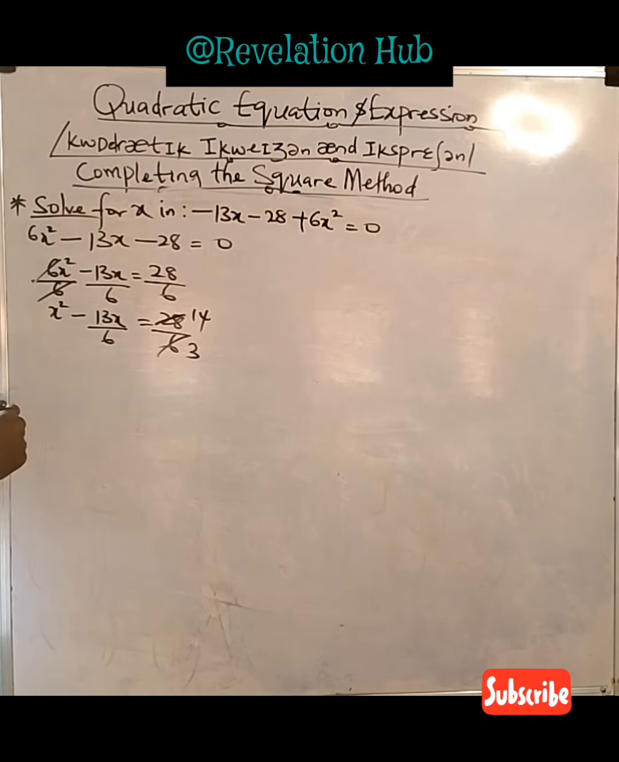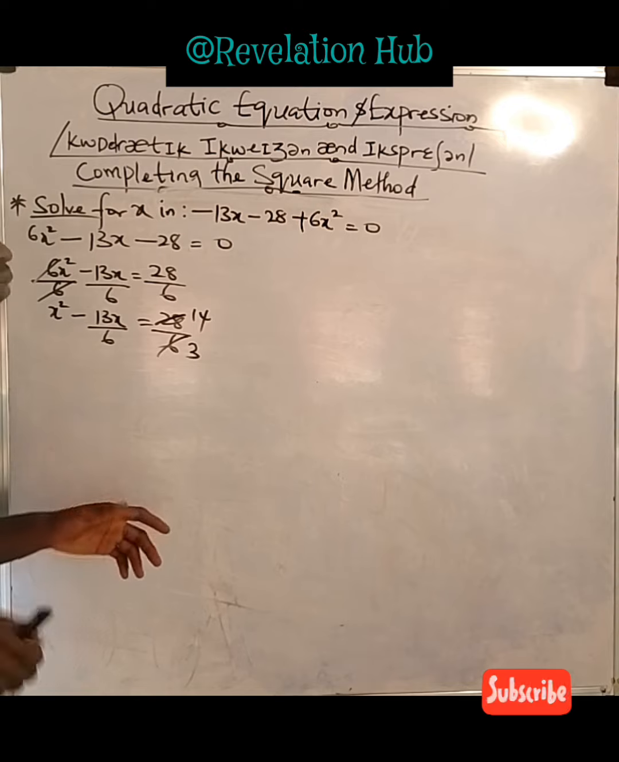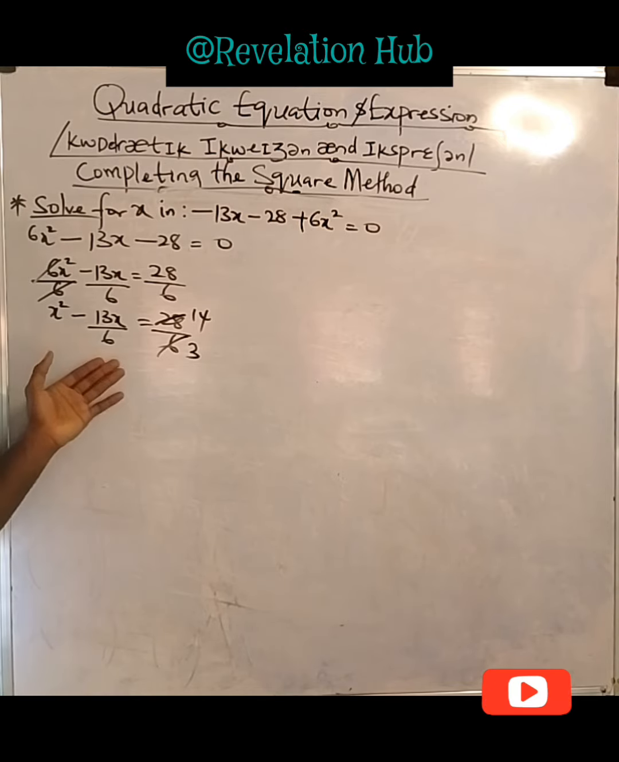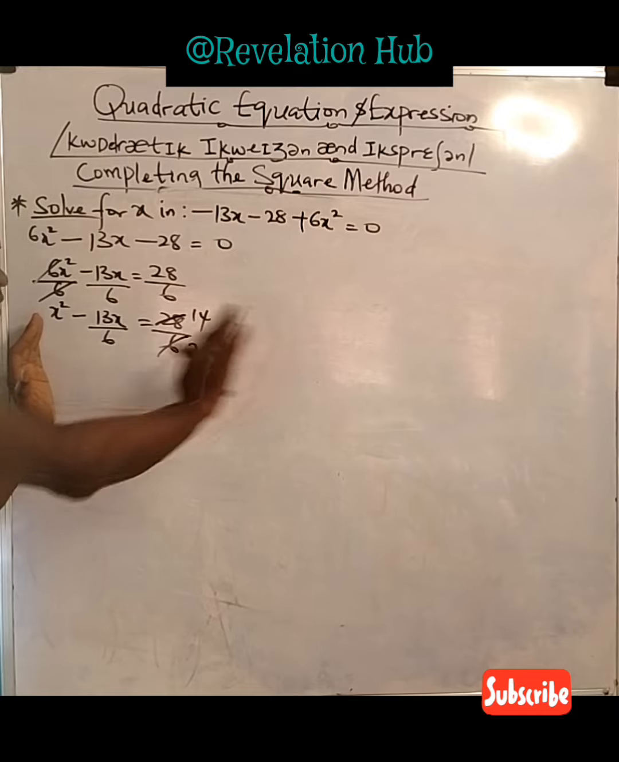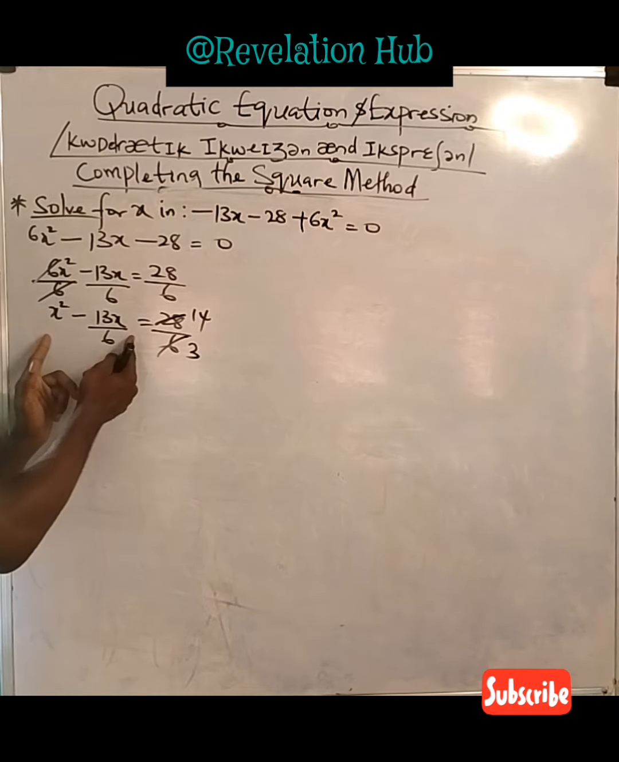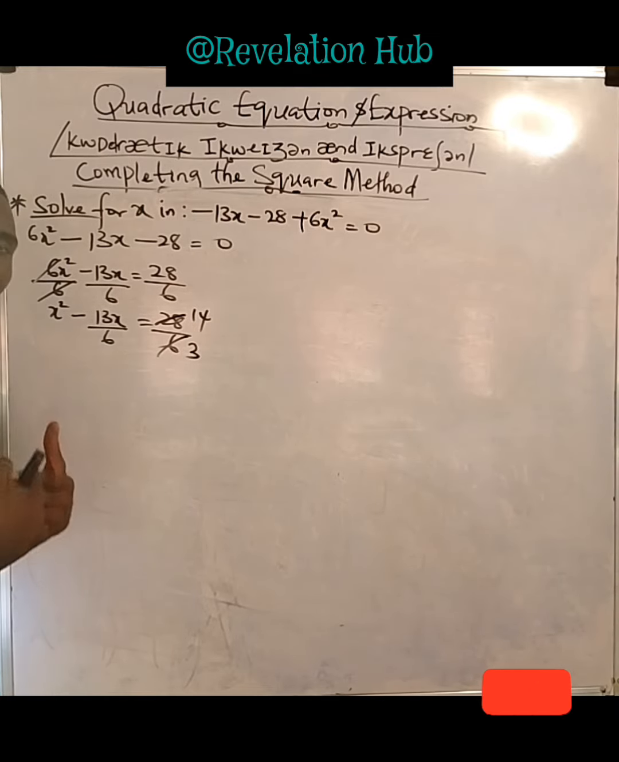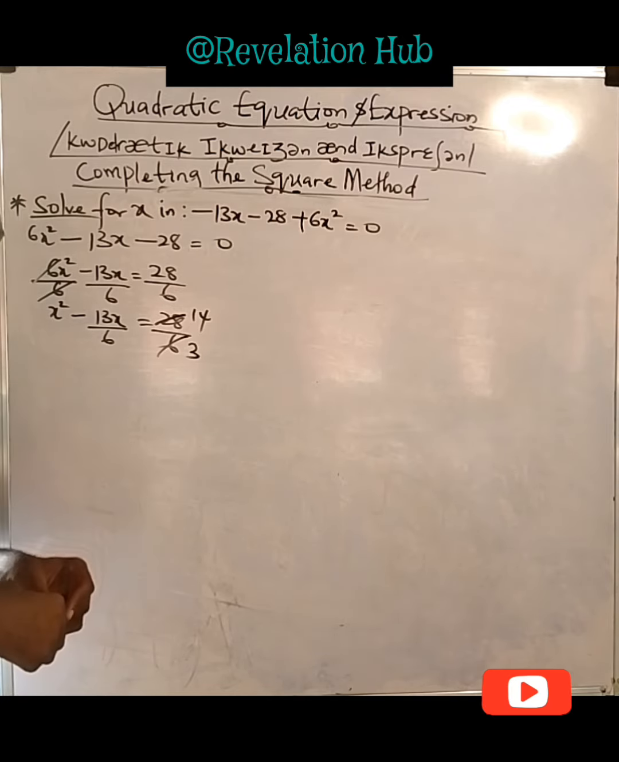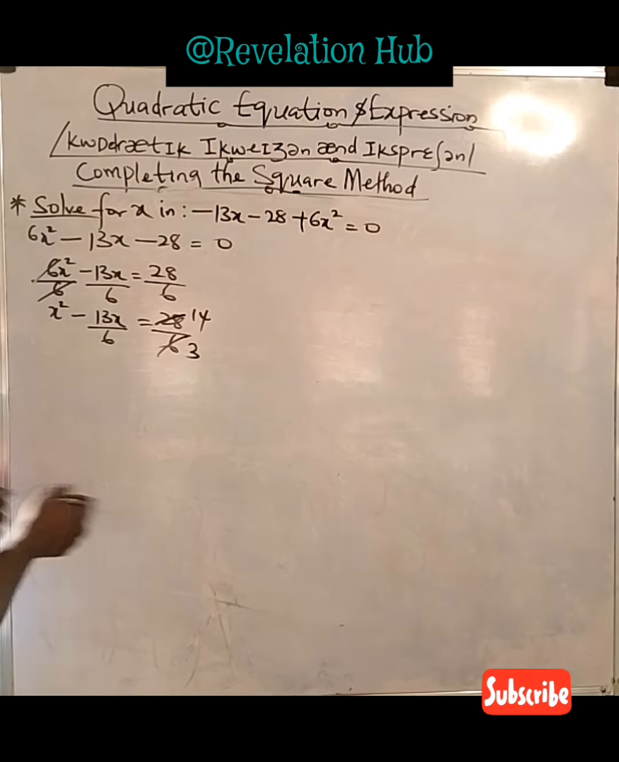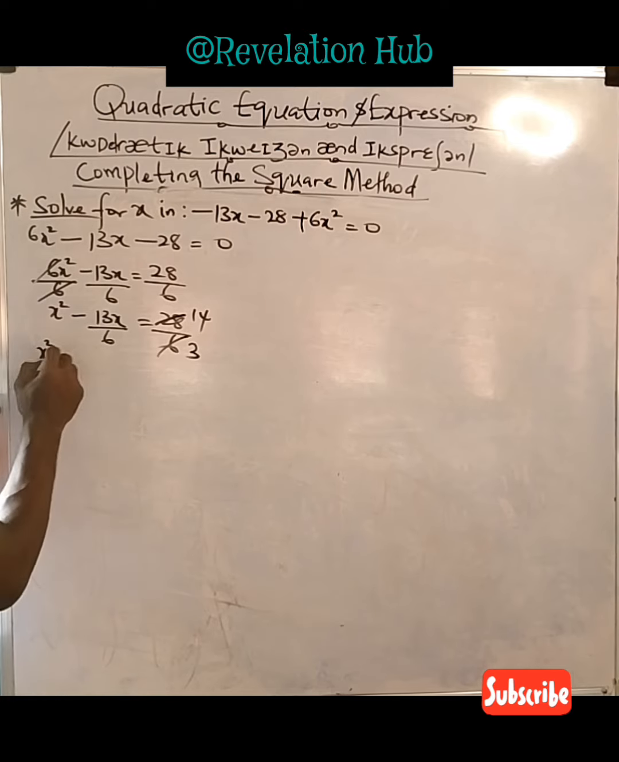So the next thing we're now going to do is ask ourselves a question. What will I add to this quadratic expression on this end, if we don't consider the equals 14/3, that will help us achieve a perfect square quadratic expression? So that's what we're going to look for, what we're going to add to it. We can add a constant.